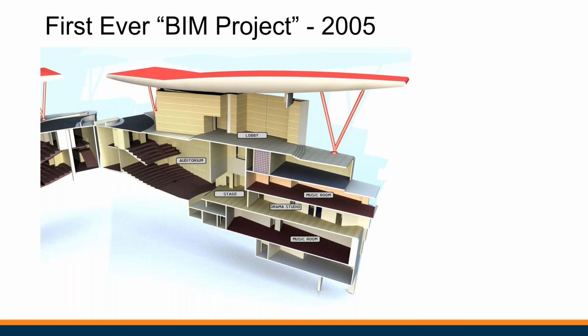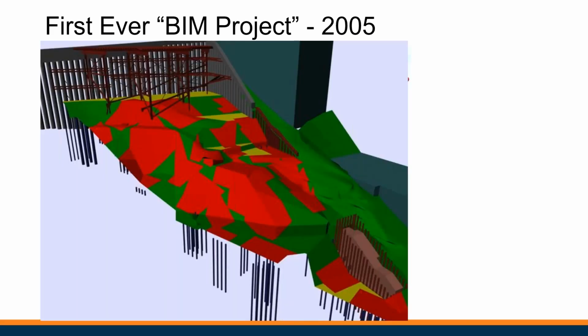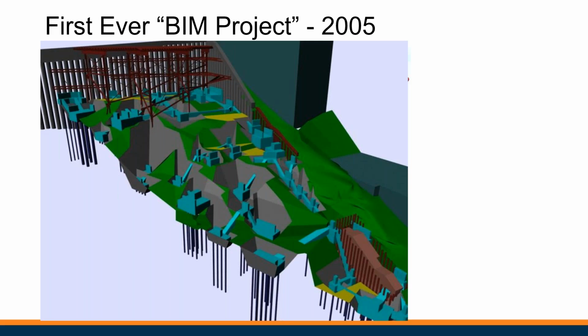So everything was designed using 2D drawings, and then we built these 3D models. So this is a cross-section to the building. And then we looked at the construction sequencing. Because of the nature of the site, it was a very complicated site, very steep. So we built a 3D model of the temporary works. We built a 3D model of the existing site. And then we built a 3D model of all the foundations.